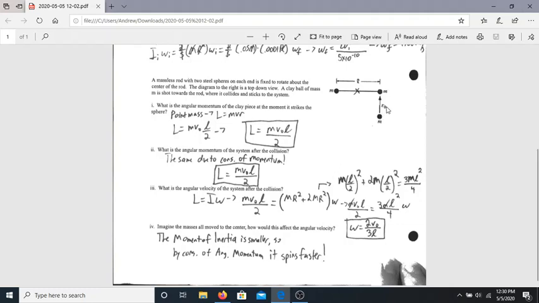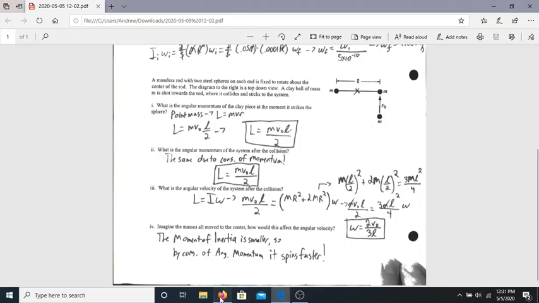Now, what's interesting is that the angular momentum of the system is still the same because this object has the same mass and velocity and distance from the turning point that it did before. But it affects this particular part because the moment of inertia is now different. And that, ladies and gentlemen, is what you are about to calculate.